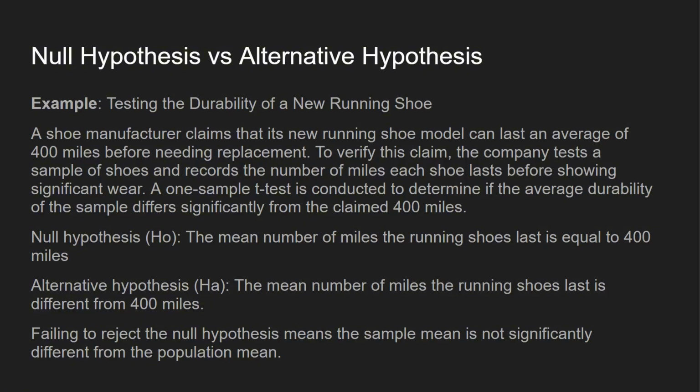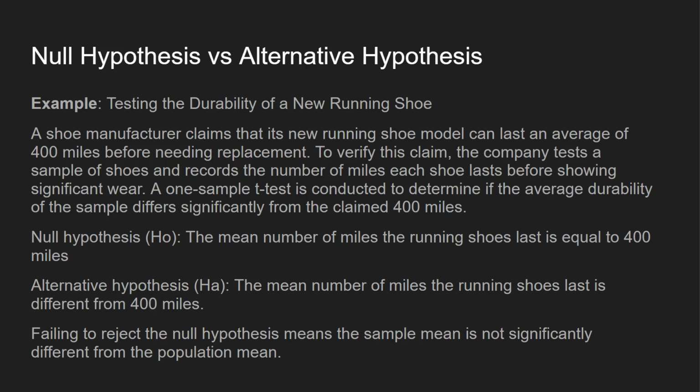Before we jump into going over some examples, there are a lot more definitions that you need to be familiar with. So the first one is going to be null hypothesis versus the alternative hypothesis. Let's take a look at an example of testing the durability of a new running shoe. A shoe manufacturer claims that its new running shoe model can last an average of 400 miles before needing replacement. To verify this claim, the company tests a sample of shoes and records the number of miles each shoe lasts before showing significant wear.